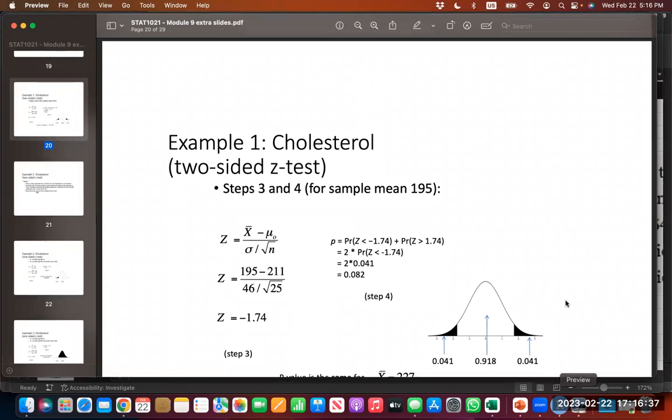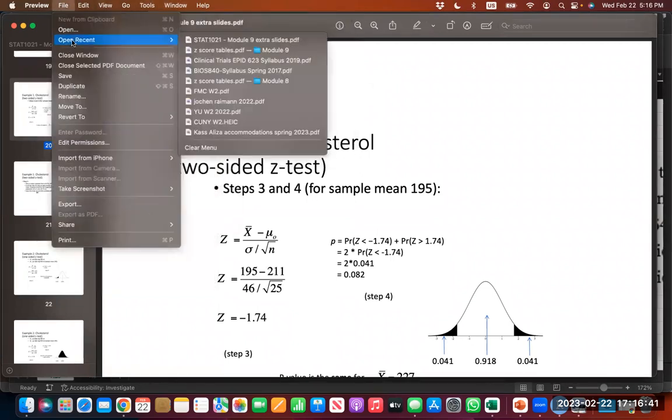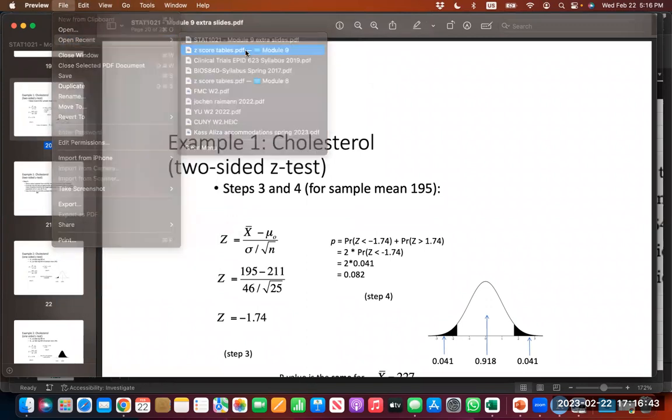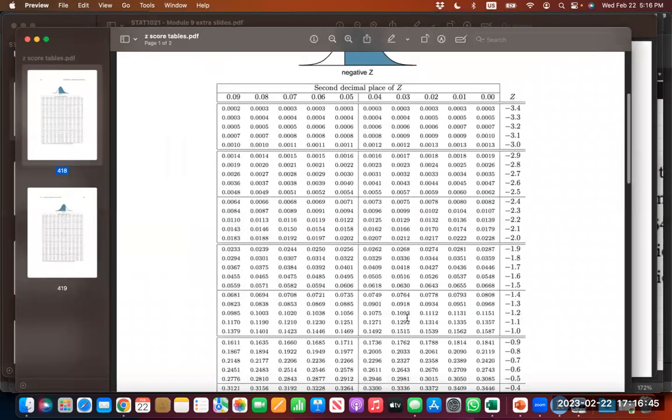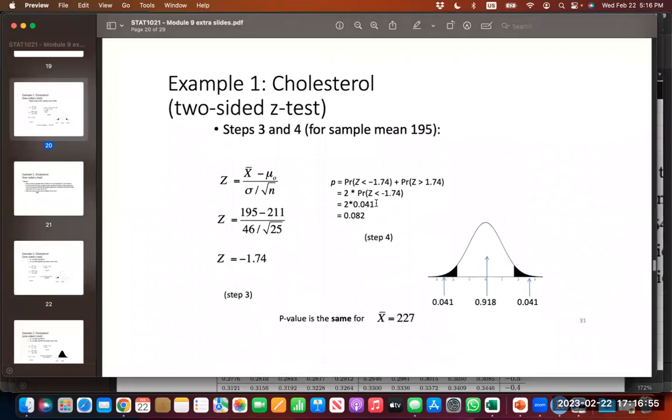If we go now to the distribution table, where should we find that? If we go in the distribution table to minus 1.74, we find 0.0409, which is about 0.041. But again, keep in mind it's a two-sided test. Therefore, we need to multiply by 2 to account for both tails. That gives us 0.082, more than 5%.